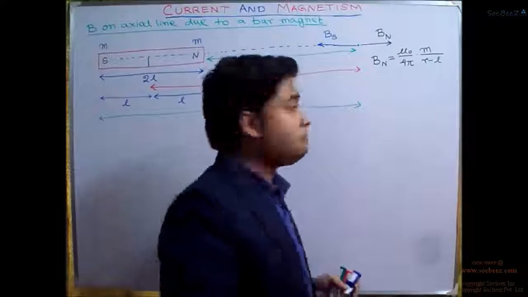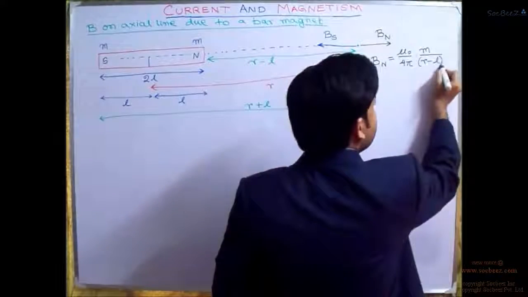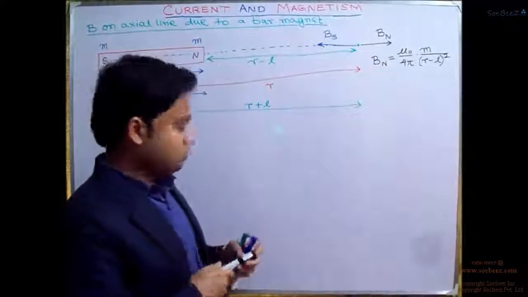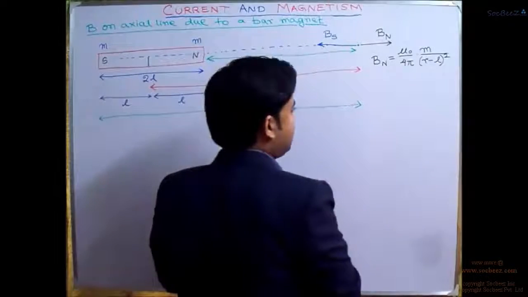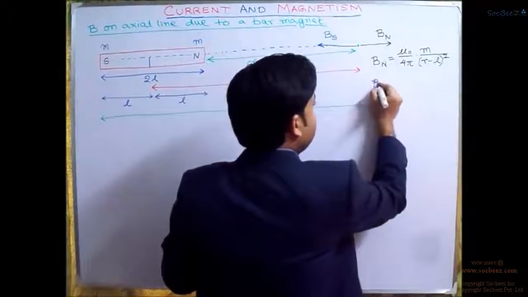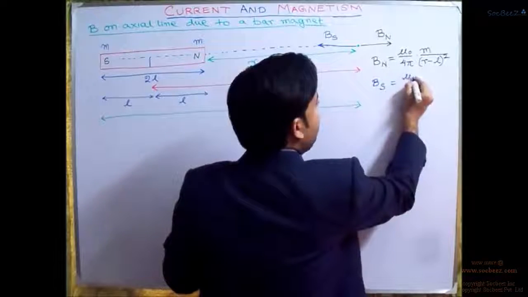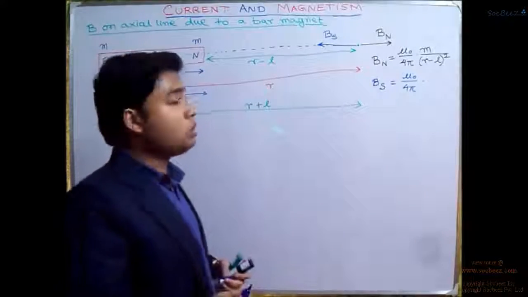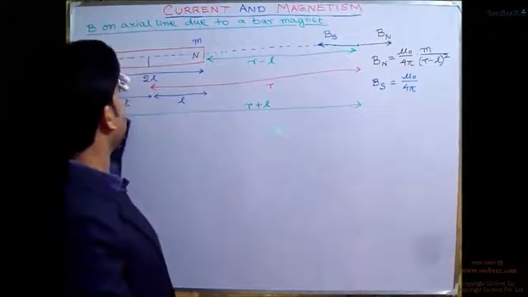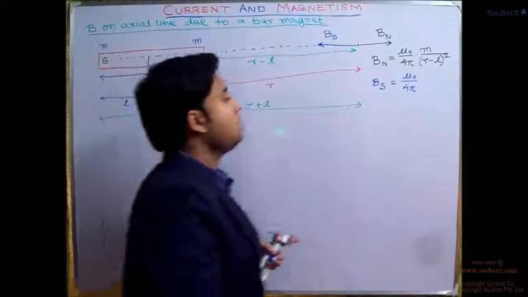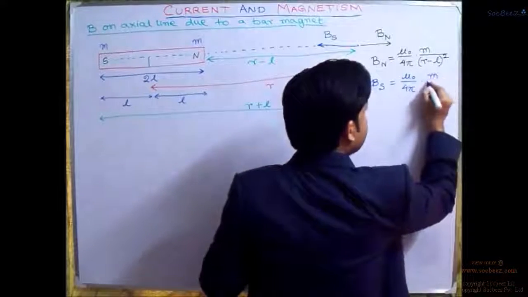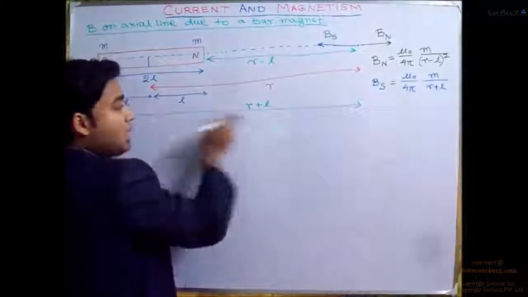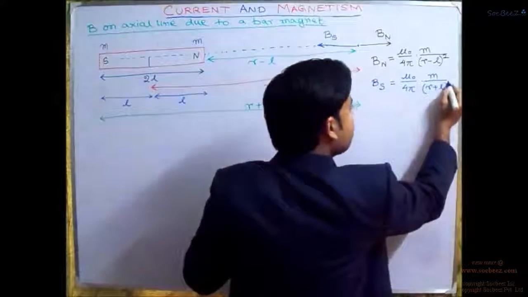Right? And as per the inverse square law, this will be (R minus L) whole square. Now, the value of this Bs will simply be equal to mu naught divided by 4 pi multiplied by the pole strength, which simply equals the small m, over, for the South Pole as well, m divided by (R plus L). The distance of separation is (R plus L) whole square.